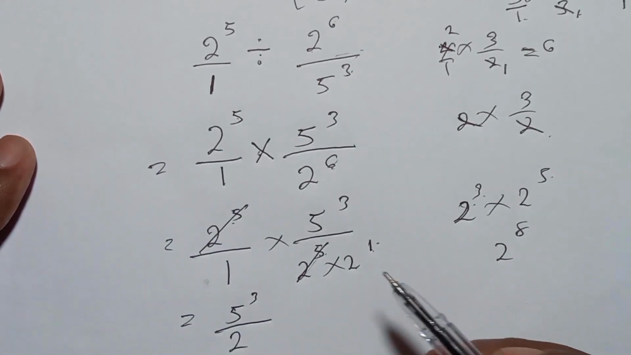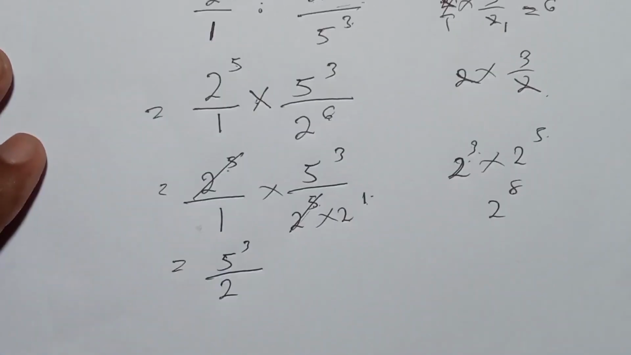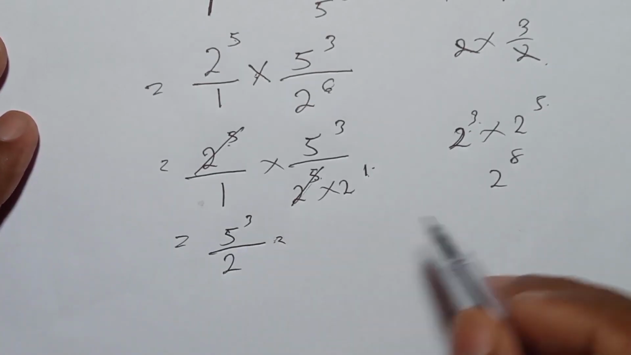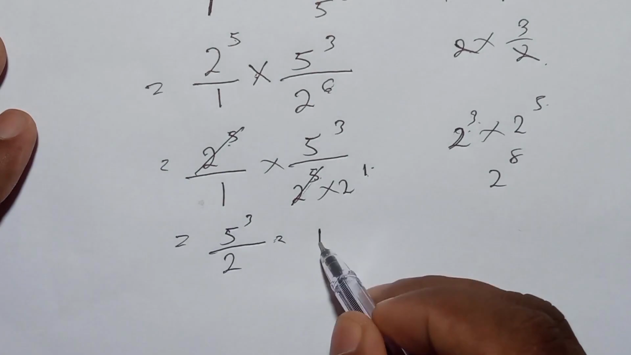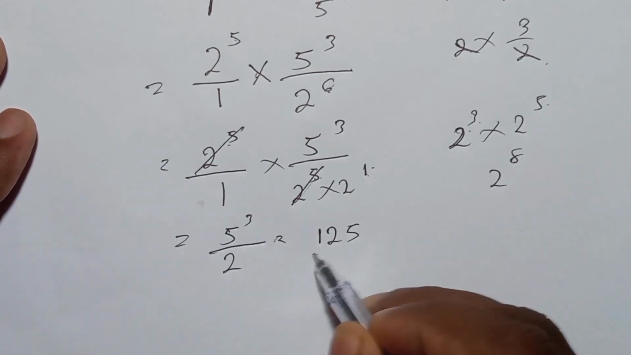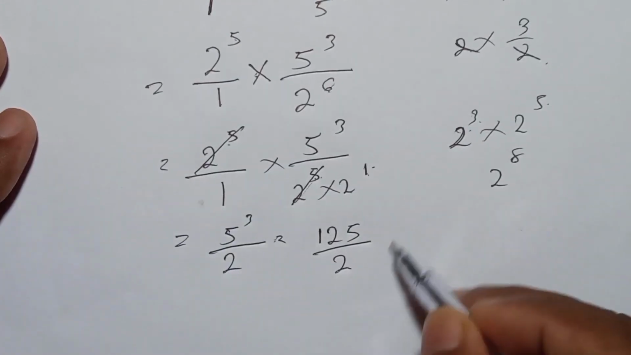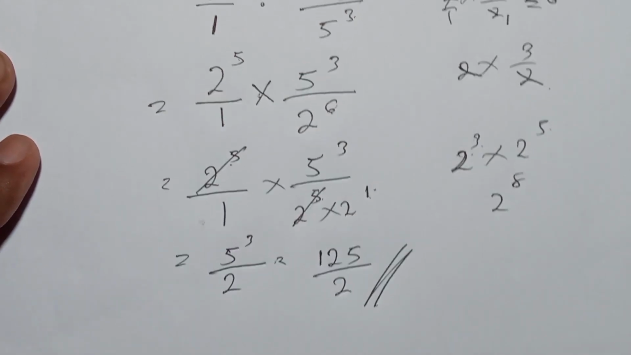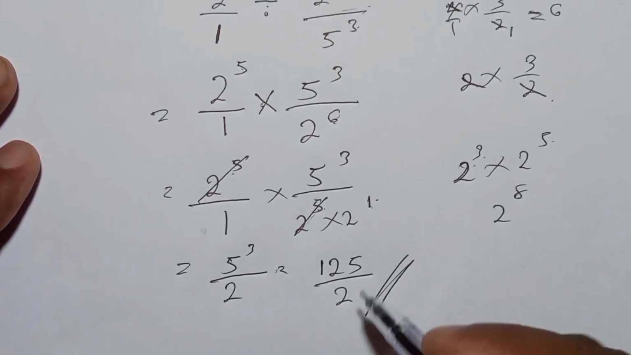Okay, now what remains here is 5 to the power 3 and here 2 to the power 1. 2 to the power 1 you can keep the same, you don't need to write the power. Here 5 to the power 3 means 5 into 5 into 5, that means 125 over 2. So this is the final answer. Then you can't simplify further, right? So for this question this is the answer.